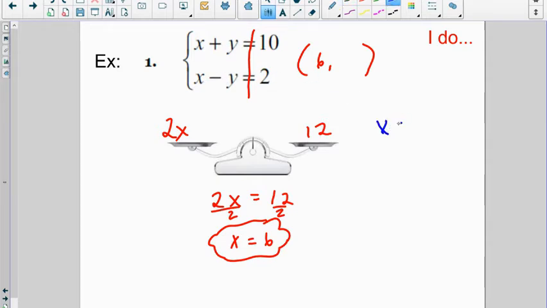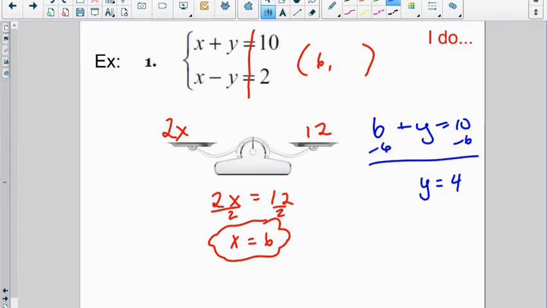So if I use x plus y equals 10, and now I know that x is 6, because my first step solved for x, I'm going to go ahead and replace, change the x to 6, and then I see that 6 plus y equals 10. I can use mental math there. It's 6 plus 4 equals 10. Or I can show by solving 10 minus 6 equals 4. So my solution is 6, 4.